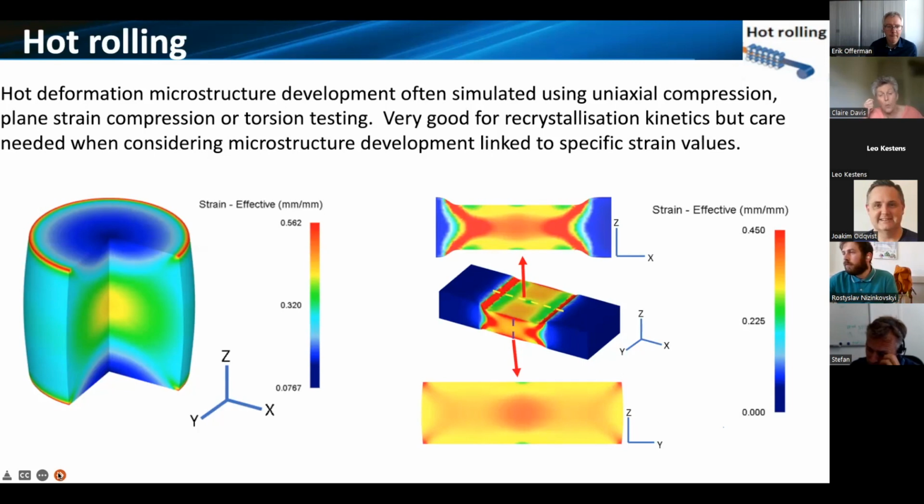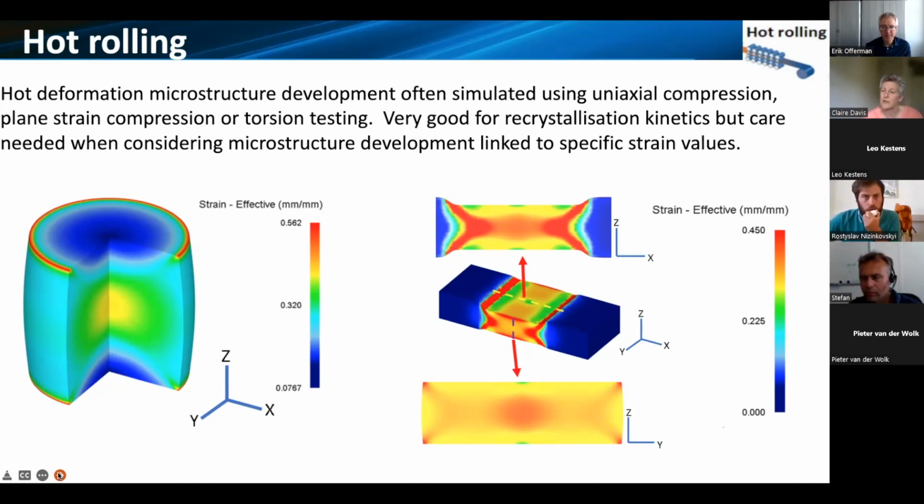And I've just shown one example here that we've focused on, the difference between a uniaxial compression sample on the left-hand side and a plane strain compression sample on the right-hand side for the volume of the sample that has a desired strain for looking at microstructures. So these are two simulations that have been carried out for the same macroscopic strain, which is 0.3, and then mapping where in that sample a strain of 0.3 is actually experienced.